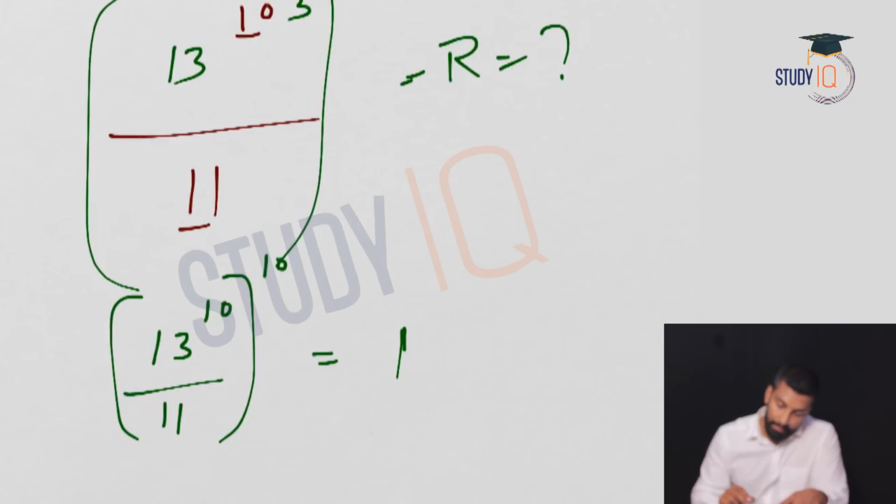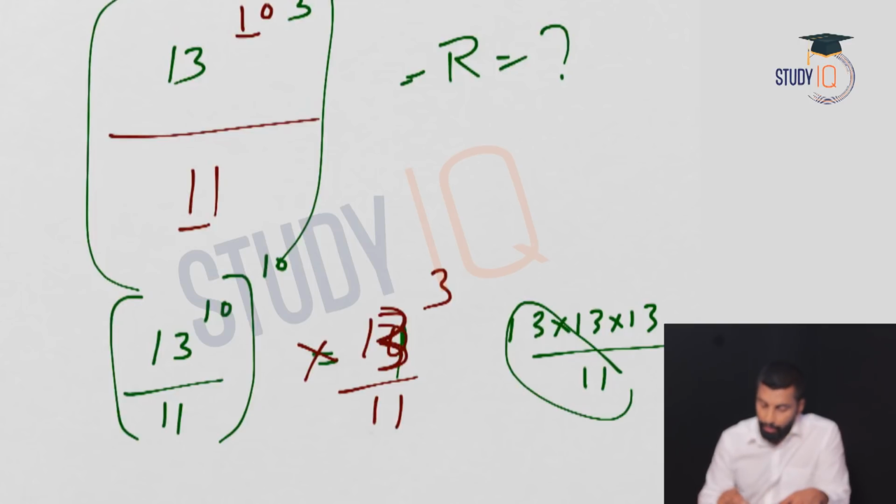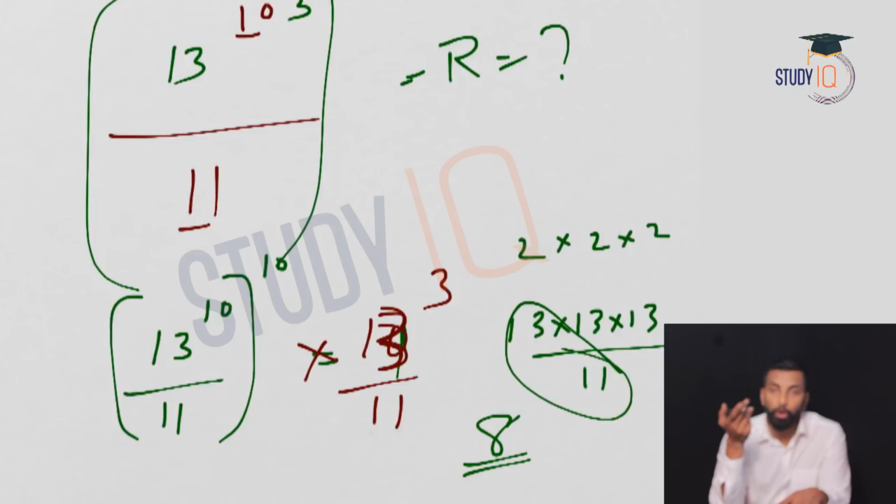So that you will write as into 13 raised to 3 by 11. That you need to find manually. So you can write it as 13 into 13 into 13, if you want, divided by 11. Then you find the individual remainders. 13 by 11 remainder is 2, so 2 into 2 into 2. What is that? 8. So what is your answer? 8. That's it. That's how you make the question.